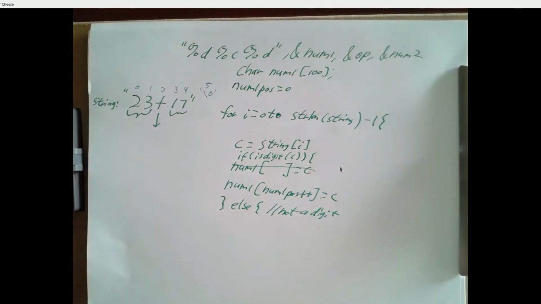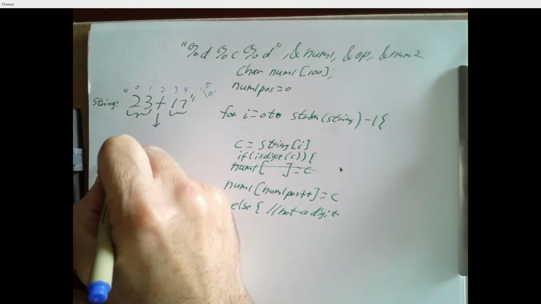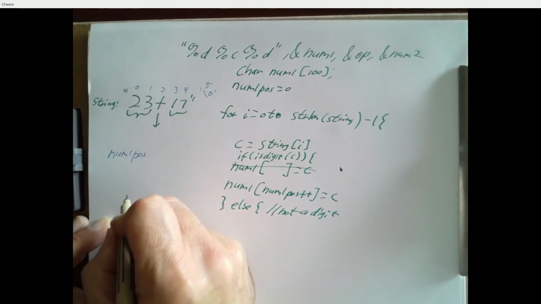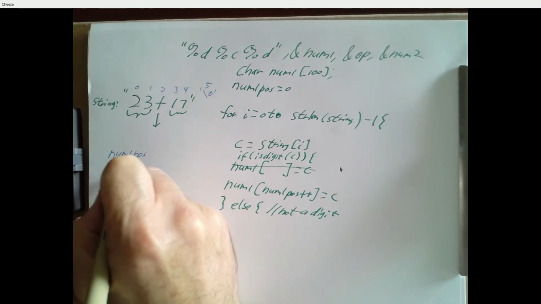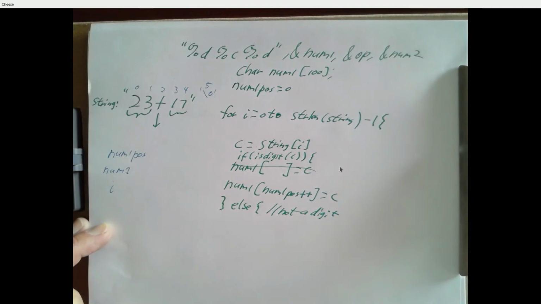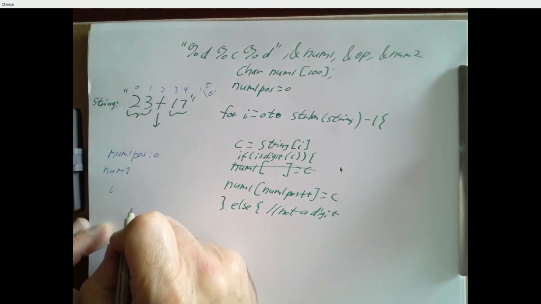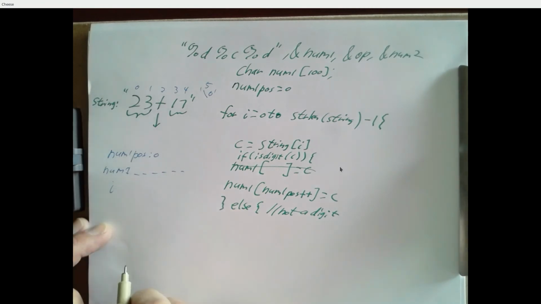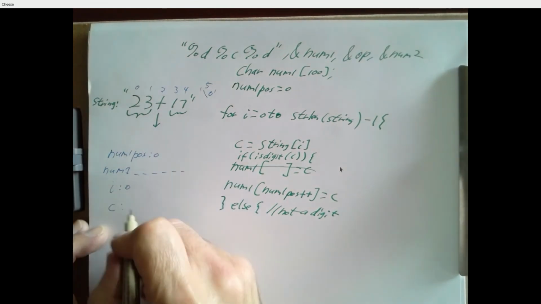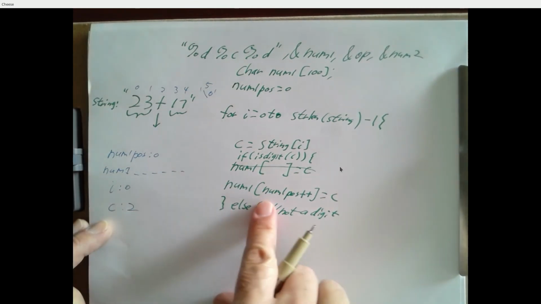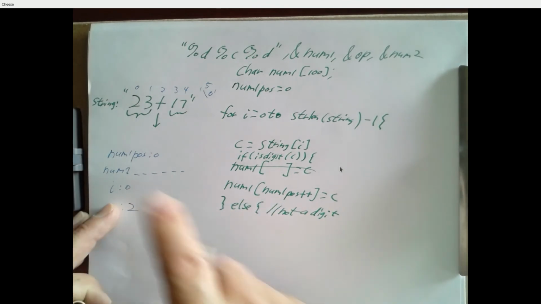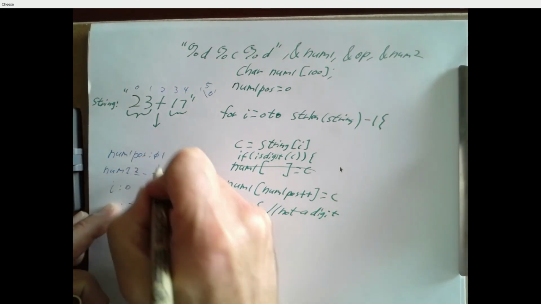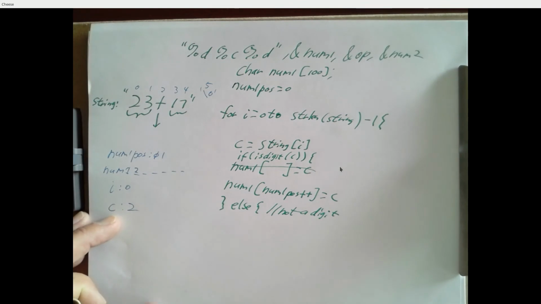So suppose we do this on this string over here. We've got num1 pos, we've got num1, we've got I. So num1 pos is 0. Num1 is, we don't know what it is. We've got I is 0. So C is our first character, that's a 2. It's a digit, so we're going to take num1[0] and set that equal to C. And we're going to increment num1 pos. We're going to go back to our loop.